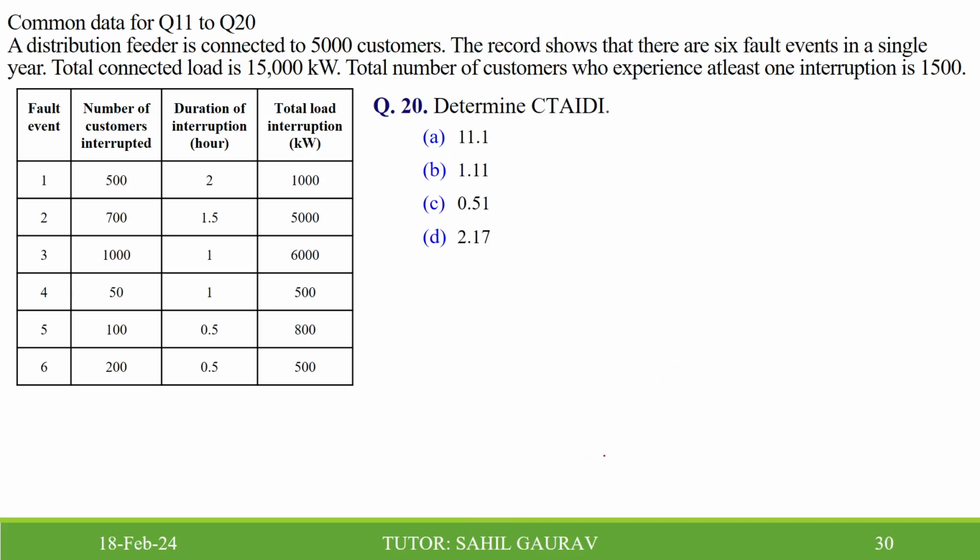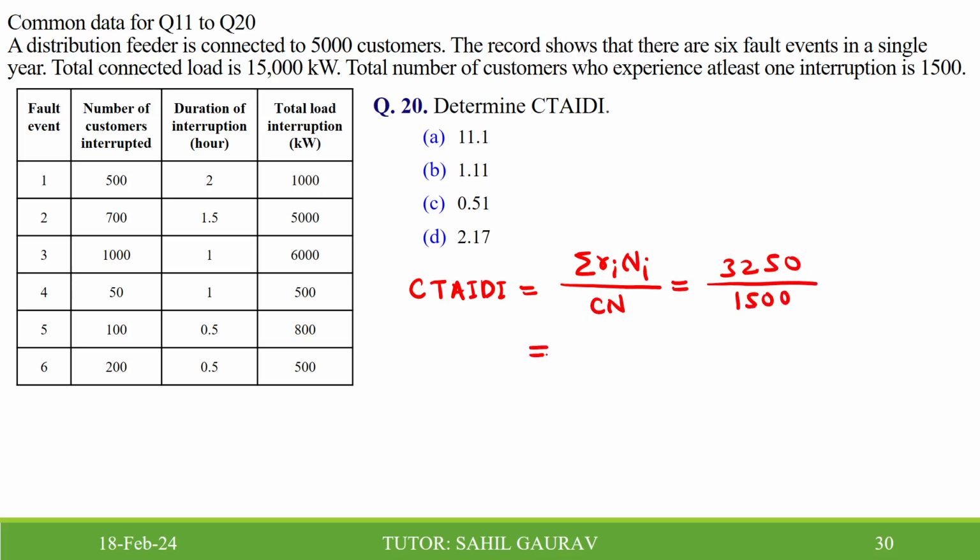Now moving forward to the last problem, CTAIDI, customer total average interruption duration index. That is the ratio of sigma RiNi divided by CN. Sigma RiNi we have computed as 3250 and CN is 1500. So it will give you 2.17 hour per customer interrupted. D is the correct answer.